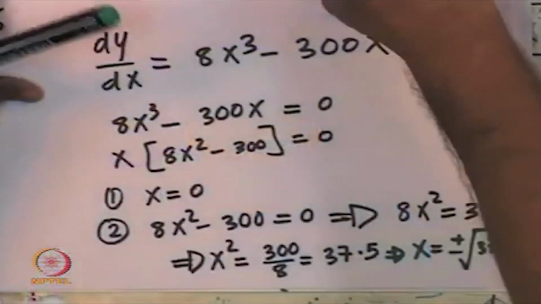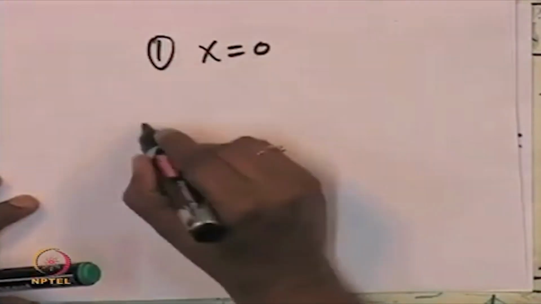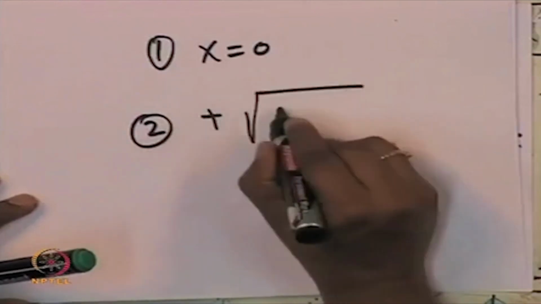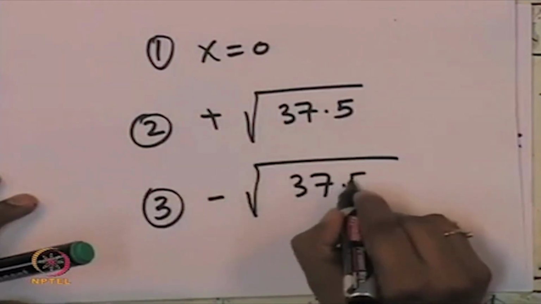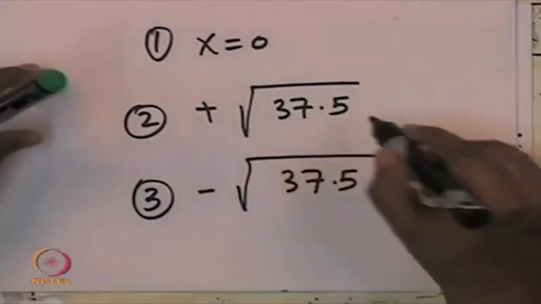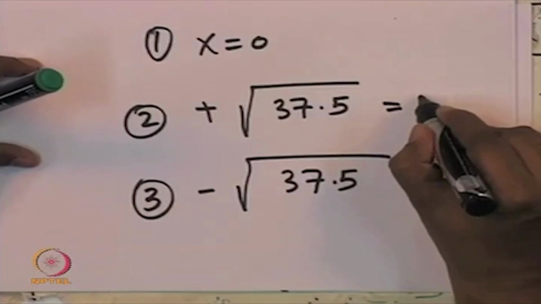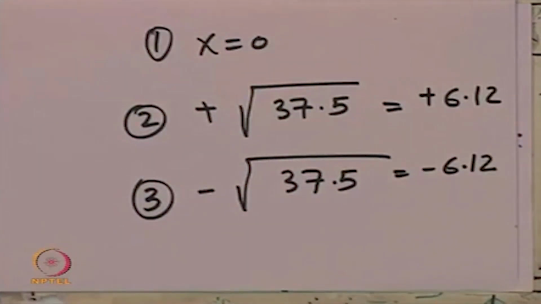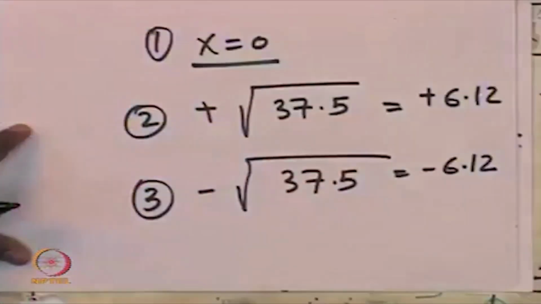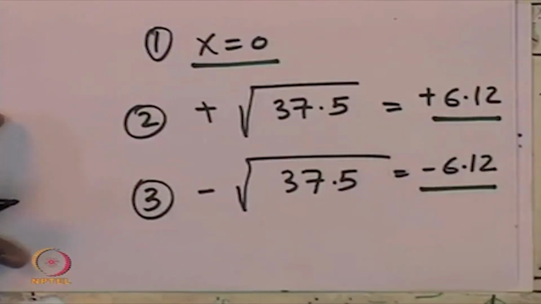So, we found three things here. What did we find? One possibility is x equal to 0, the second possibility is plus root of 37.5, third possibility is minus root of 37.5. It turns out that the root of 37.5 is 6.12. So, this can be plus 6.12 and this is minus 6.12. So, we have three numbers here. When we equated the first derivative to 0, we got three numbers: one is 0, another one is plus 6.12 and the other one is minus 6.12.